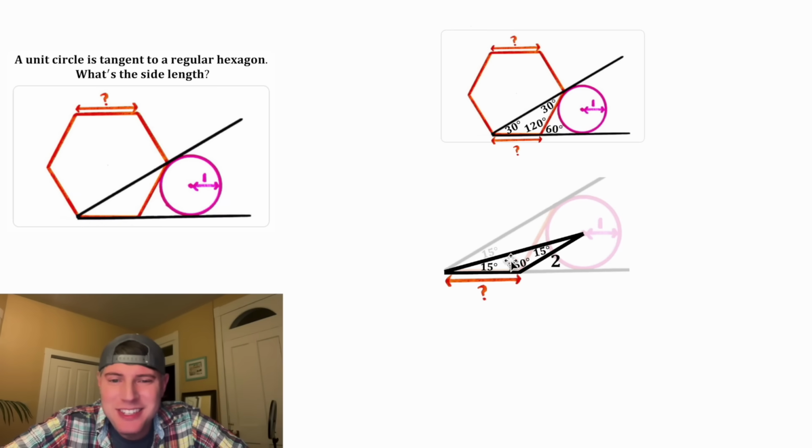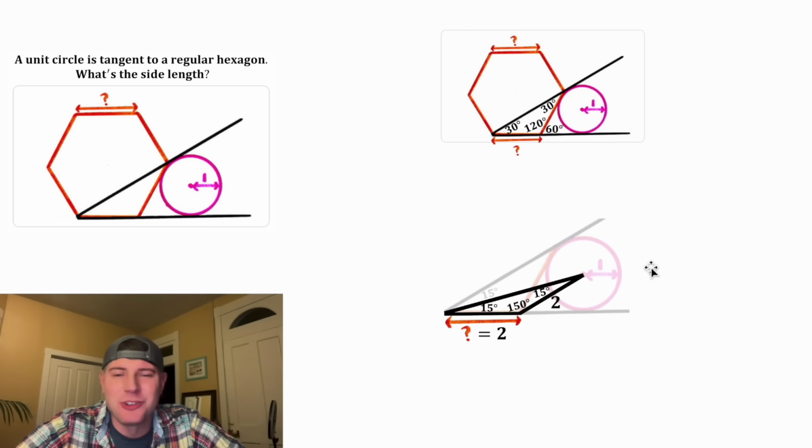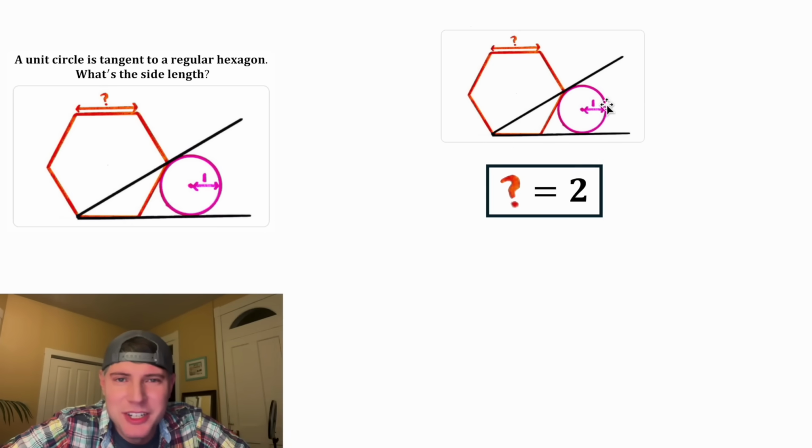And then since the base angles match, that means we have another isosceles triangle. So this side is going to be congruent to this side. And that means our question mark is equal to 2. And that is the answer to our question. Question mark is equal to 2. Let's put a box around it. We could give it a label, but since the 1 doesn't have a label, we can just leave it labelless.